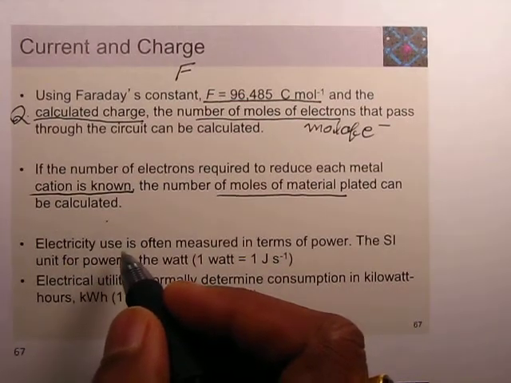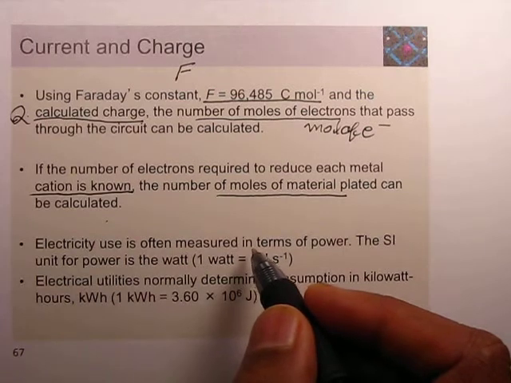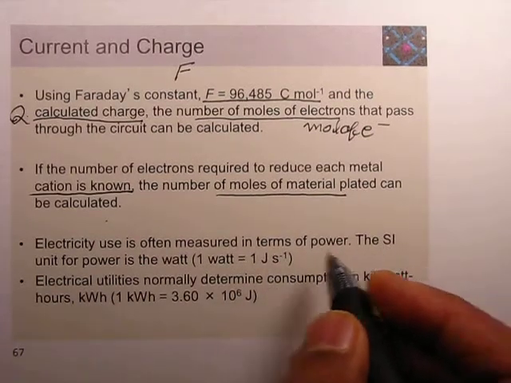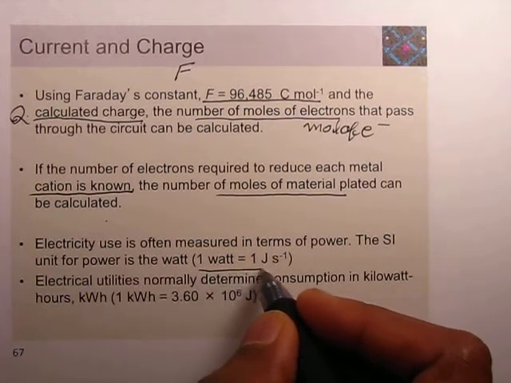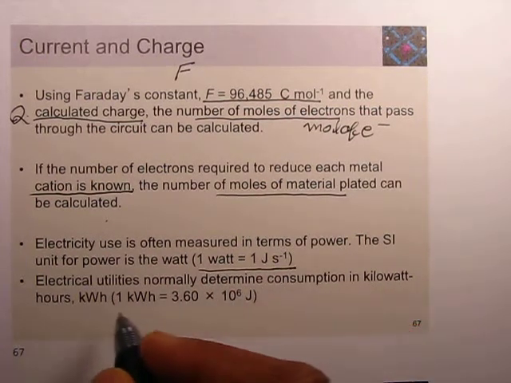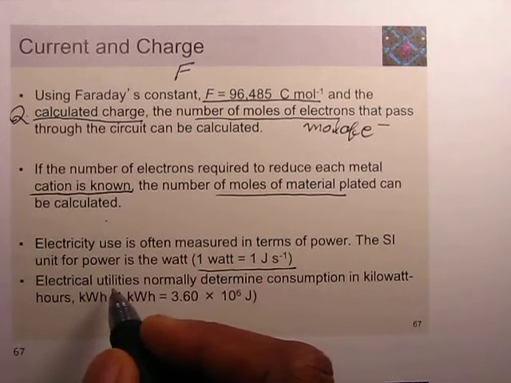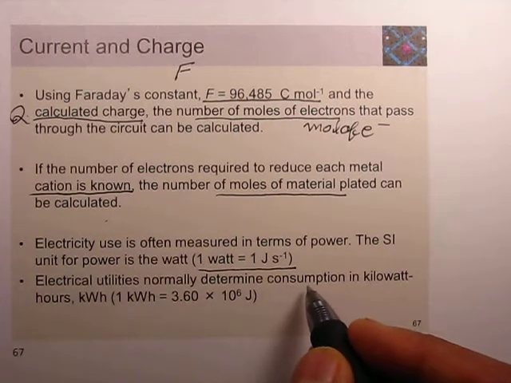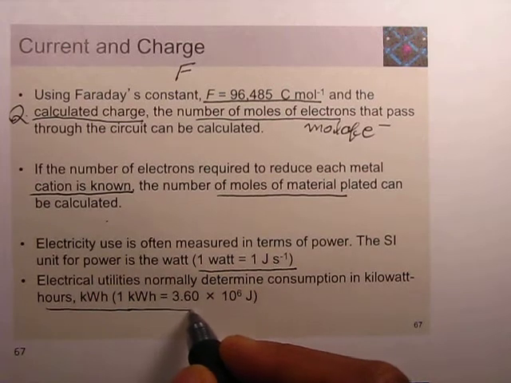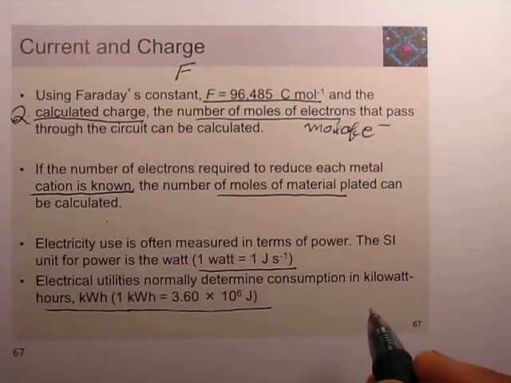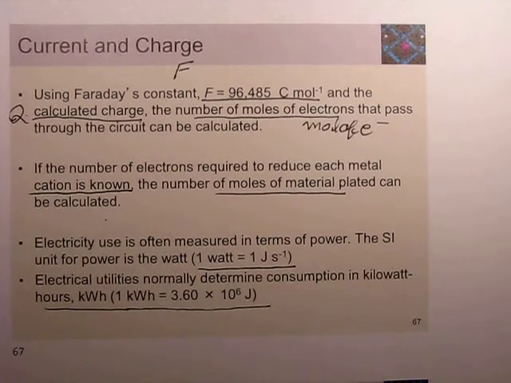Electricity use is often measured in terms of power. The SI unit of power is the watt, and 1 watt is equal to 1 joule per second. Electrical utilities normally determine consumption in kilowatt-hours, and 1 kilowatt-hour is equal to 3.60 times 10 to the 6 joules.